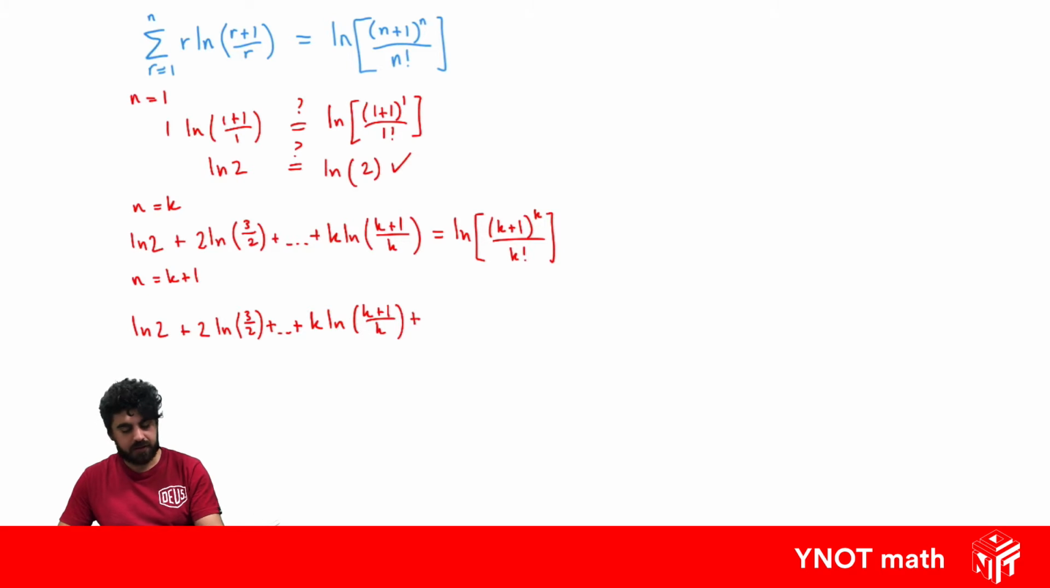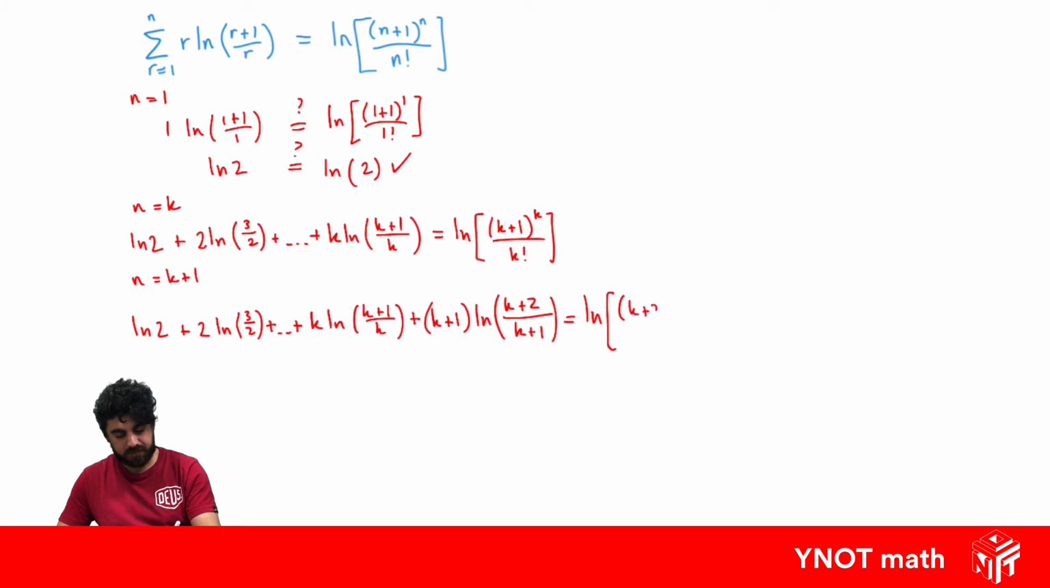Now we add in our term for k plus 1. So subbing in that for r, we're going to get (k plus 1) times the ln of (k plus 2) over (k plus 1). And that should equal, subbing in k plus 1 for n on the right-hand side, the ln of (k plus 2) to the power of (k plus 1) all over (k plus 1) factorial.